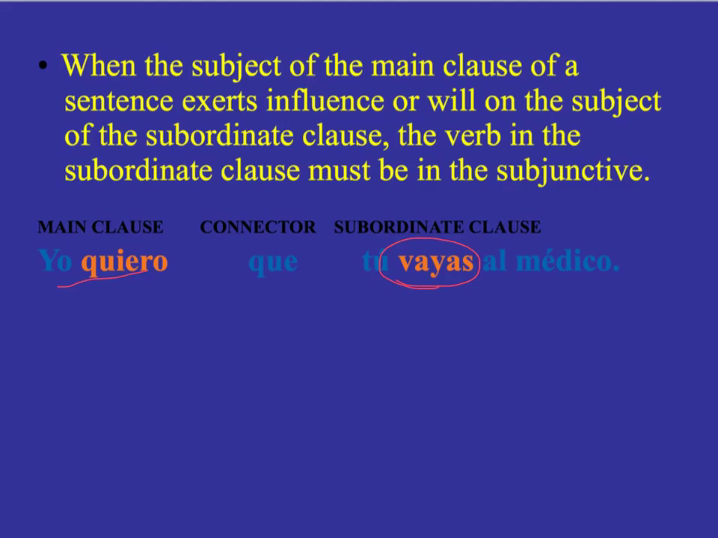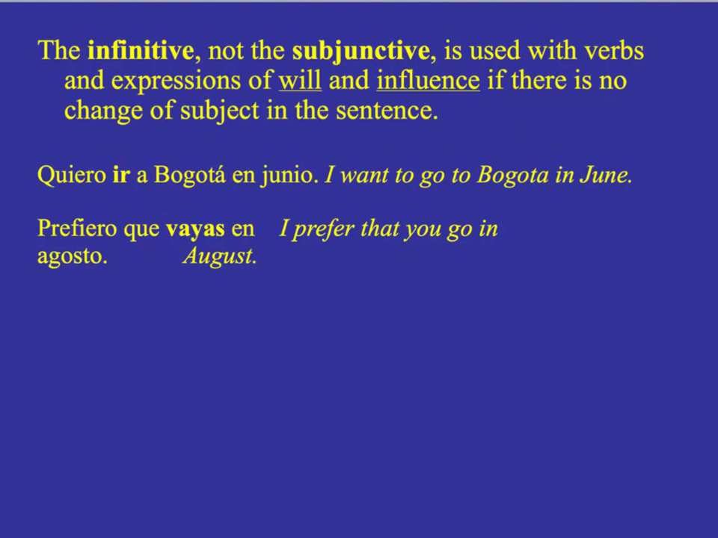So notice that the main clause is always in the present tense. Yo quiero que tú vayas al médico. This que is an essential part. It separates the main clause from the subordinate clause. The infinitive, not the subjunctive, is used with verbs and expressions of will and influence if there is no change in subject. So, quiero ir a Bogotá en junio. Notice there's no change in subject. You're saying, I want to go to Bogotá. That's a fact. We use present tense for that. Prefiero que vayas en agosto. Different. We have our verb in the front, separated by our que, and we have a change in subject. The tú is the change in subject.